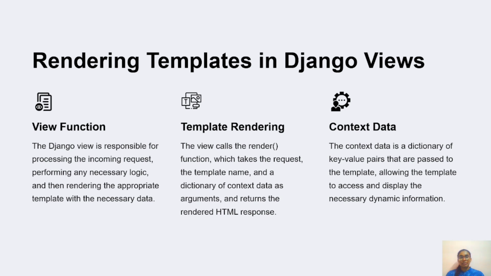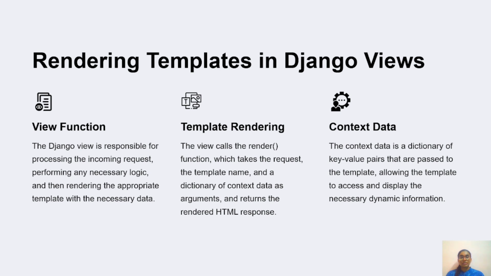Let's look into rendering templates in Django views. The view function. The Django view is responsible for processing incoming requests, performing the necessary logic, and then rendering the appropriate template with the necessary data. The next one is template rendering. The view calls the render function, which takes the request, the template name and the dictionary of context data as arguments and returns the rendered HTML response.